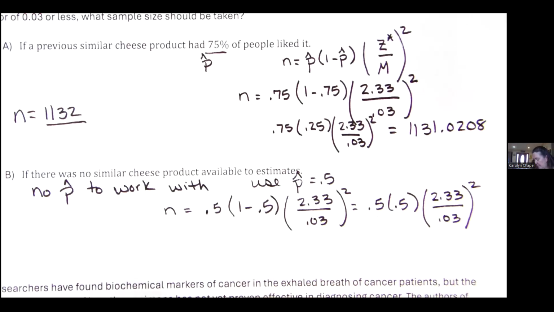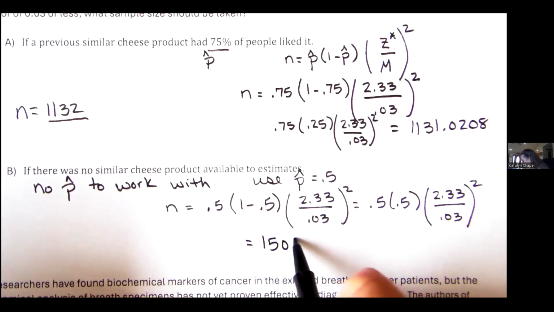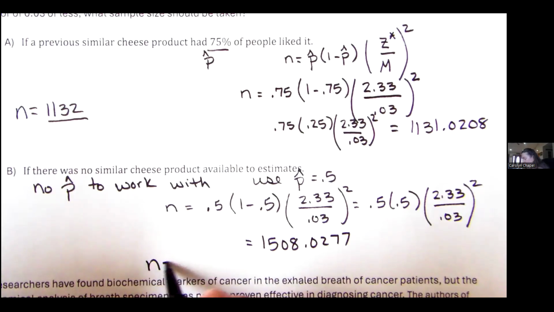So I'm going to start with my 2.33 again. I should have kept that in my calculator, but I didn't. Square that value. And we're going to multiply by 0.5 times 0.5, and I come up with 1,508.0277. So again, we round our n to a whole number and we always round up.